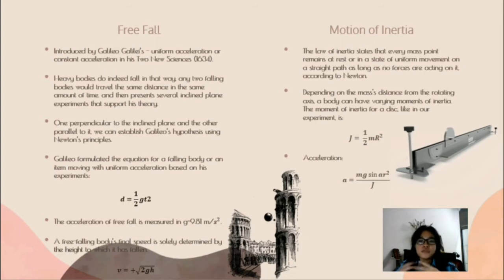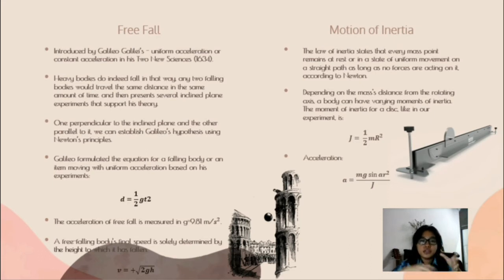The acceleration of free fall is measured as g equals 9.8 meters per second squared. A free falling body's final speed is only determined by the height from which it has fallen. Now we move on to the moment of inertia. A feature of the body known as inertia is responsible for a body's behavior in maintaining a state of rest or evenly straight line movement. As a result, we call this behavior the law of inertia. The law of inertia states that every mass point remains at rest or in a state of uniform movement on a straight path as long as no forces are acting on it, according to Newton.